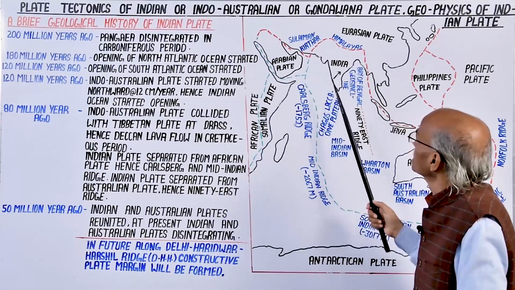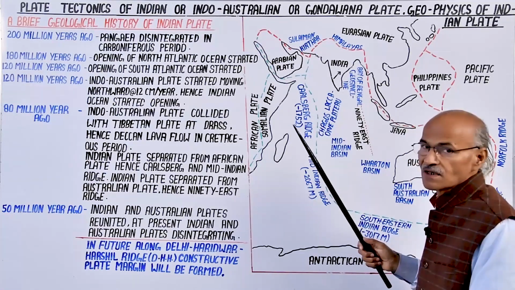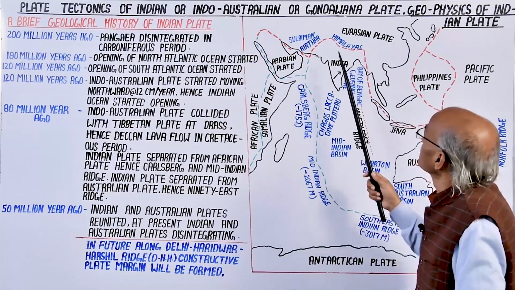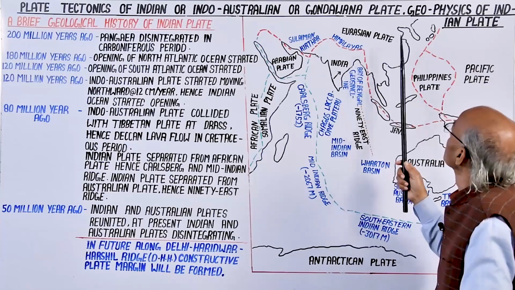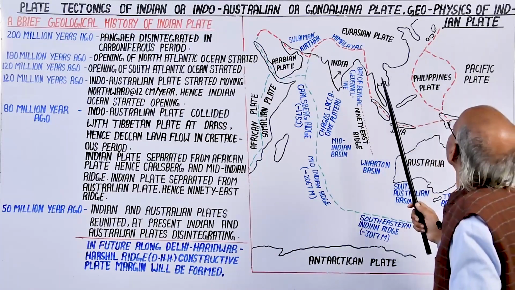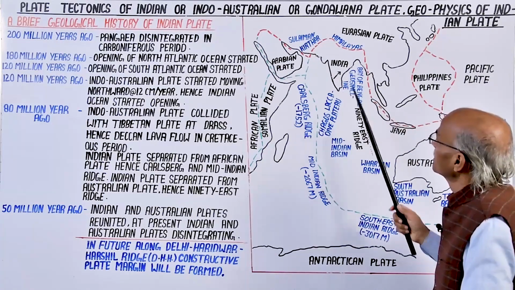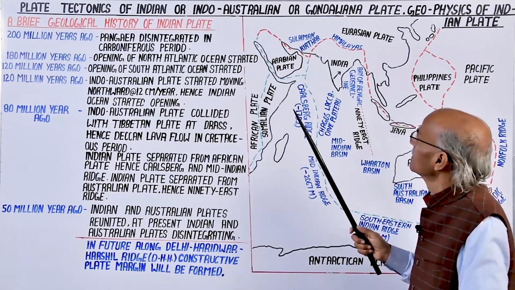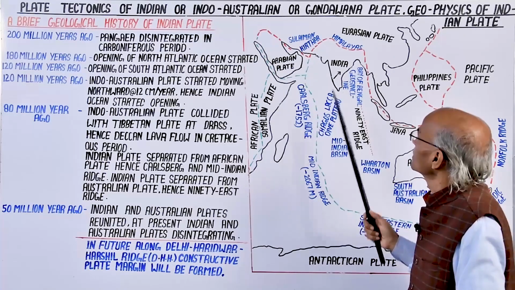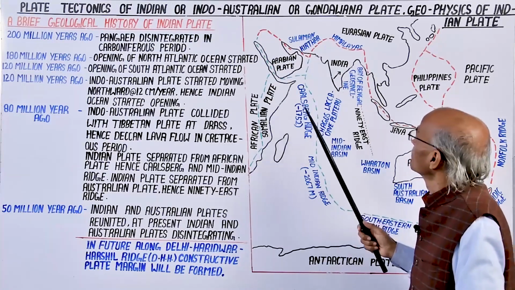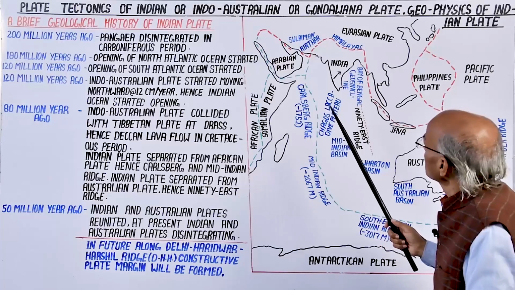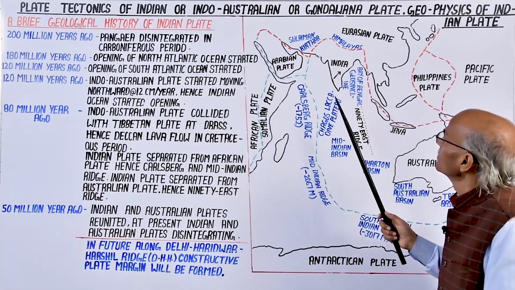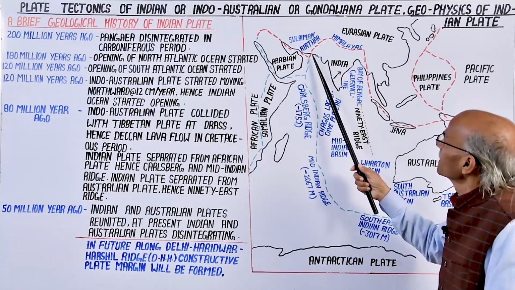This plate is the only one named after a country, like the Indian plate. Its one terminology is also geophysics of the Indian plate. Here we have to first outline the Indian plate, or Indo-Australian plate, or Gondwana plate. For the demarcation of its boundary, we have to start from this point.